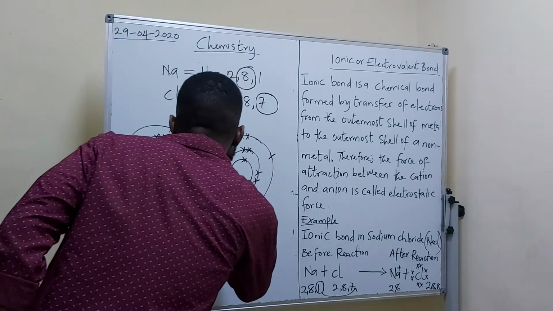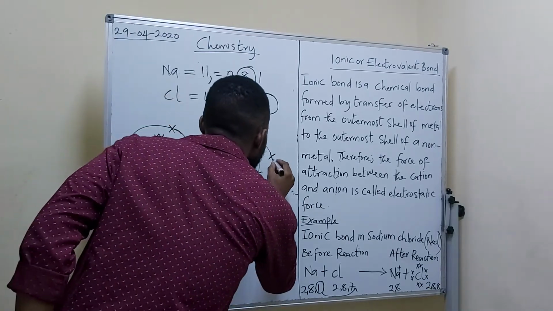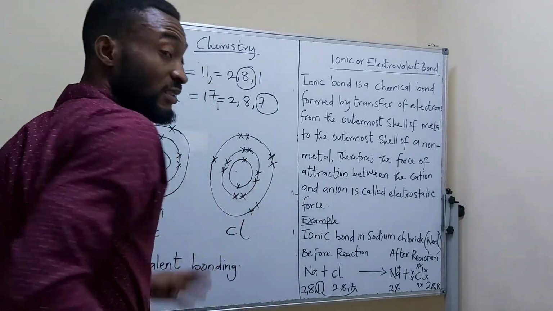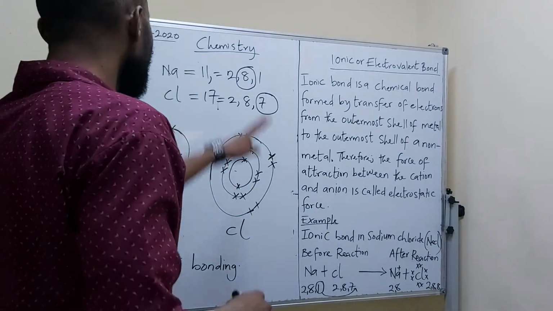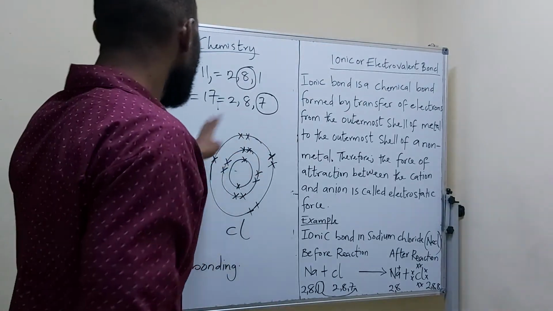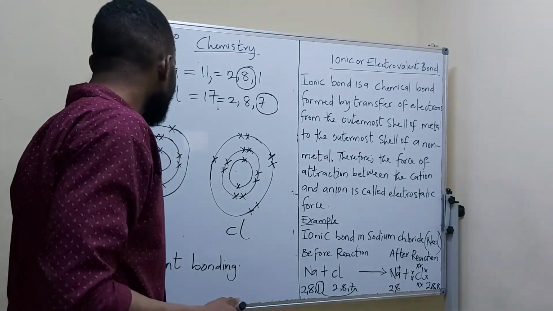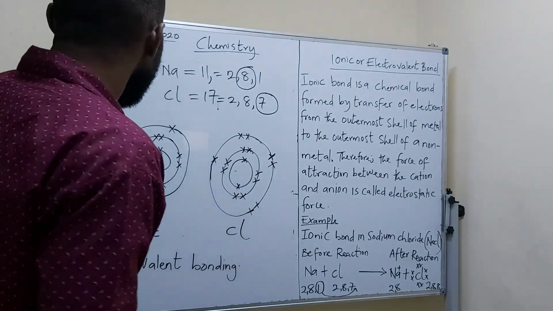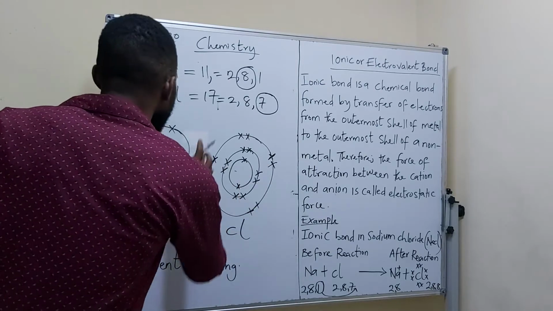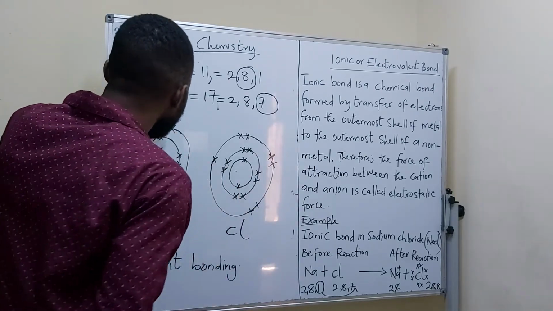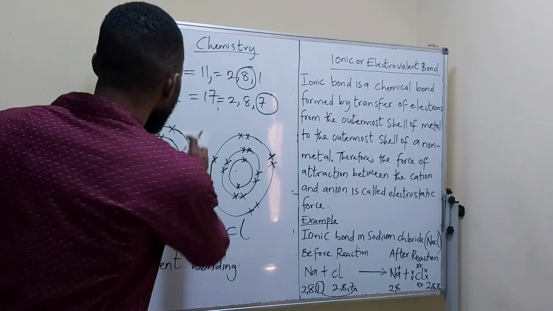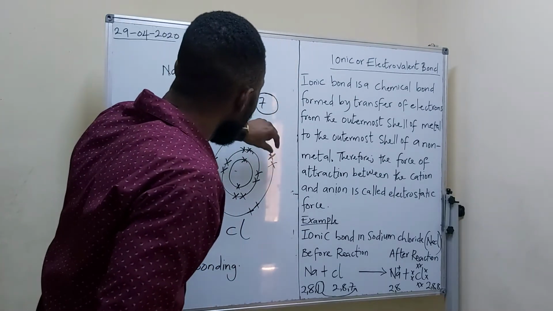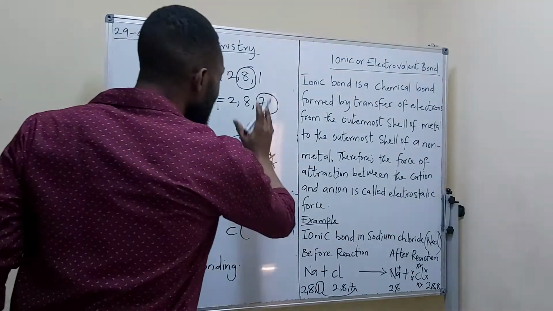Okay, let me do it like this. Let me move this one from here and put it here, although I can place it anywhere. It is just an electron moving around the orbit. Now this is chlorine, and this is sodium. If you can see here, sodium has 1 electron at the outermost shell, and chlorine has 7 electrons at the outermost shell.